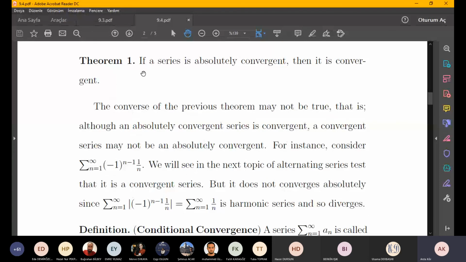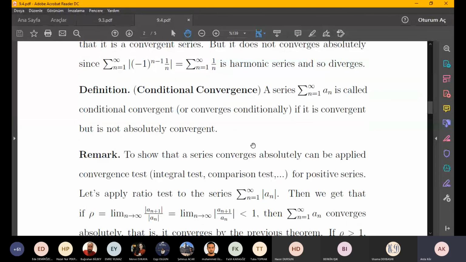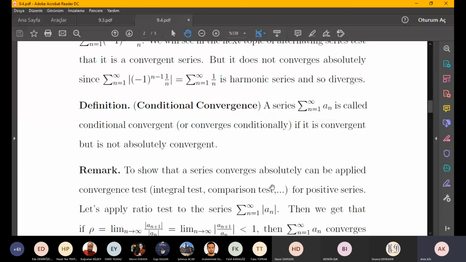So the strong condition here is absolute convergence. If you have an absolutely convergent series, you can directly say it is convergent. That is why we will always first try to find out the absolute convergence for the next parts of that chapter, and also the reason that we can use all the tests that we use for positive series.